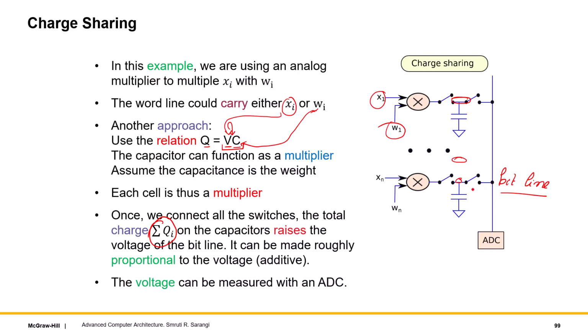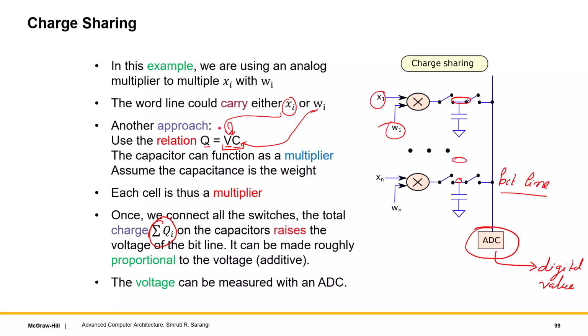But the crux of the idea is that this voltage can be measured with an ADC, which is nothing but an analog to digital converter. Given the total charge, it will raise the voltage, which you can measure and convert to a digital value, which is nothing but an approximation of the sum of products, or the convolution, in other words. So instead of using a heavy multiplier that is slow, we have many of these light multipliers.